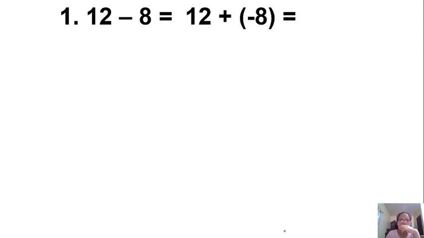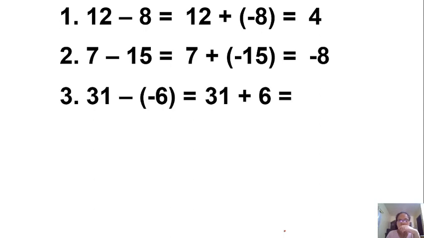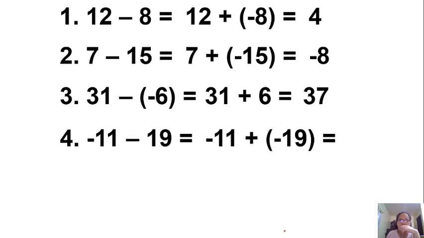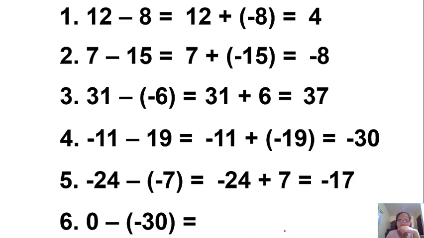So 12 minus 8 is also equal to 12 plus negative 8, which will give us 4. 7 minus 15 is 7 plus negative 15, which is negative 8. 31 minus negative 6 is 31 plus 6, which is 37. Negative 11 minus 19 is negative 11 plus negative 19, which is negative 30. Negative 24 minus negative 7 is equal to negative 24 plus 7, which is negative 17. 0 minus negative 30 is 0 plus 30, which is 30. Now, this is already the rule in subtraction of integers.